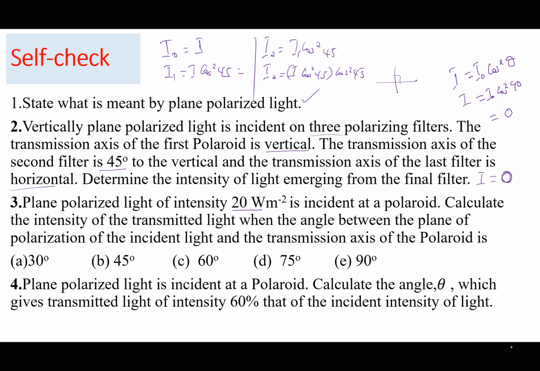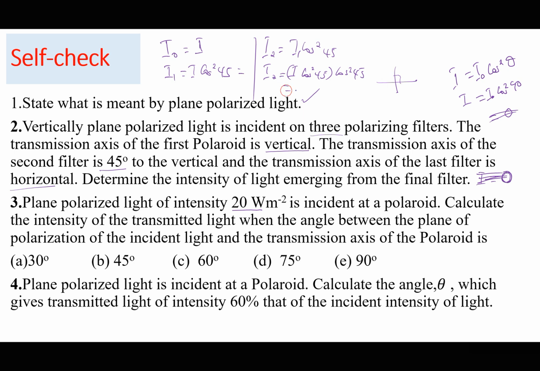I don't think this was true, because they said the transmission axis of the second filter is 45 degrees to the vertical, and the transmission axis of the last filter is horizontal. That means what is coming from the second filter is what is incident on the last filter. So I think this was not correct. No, the final is not 0.